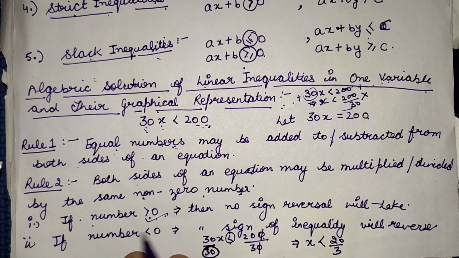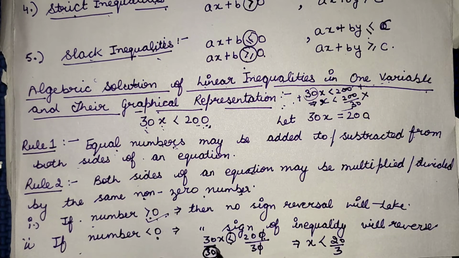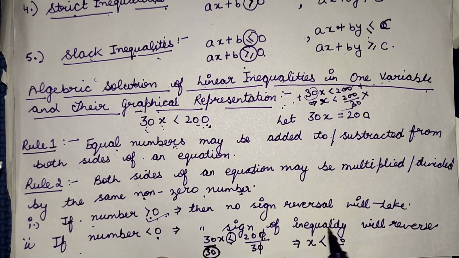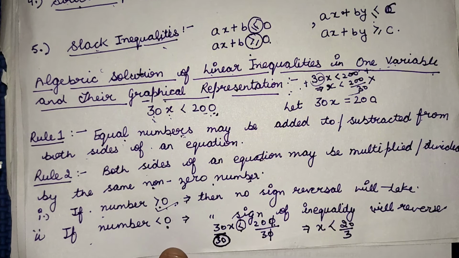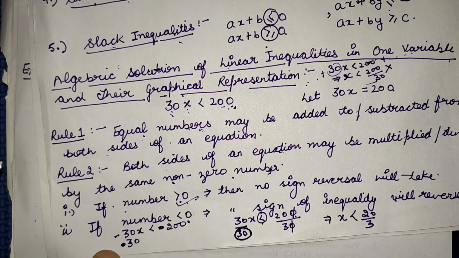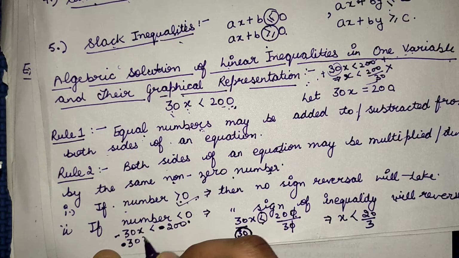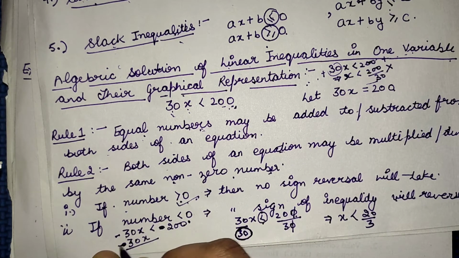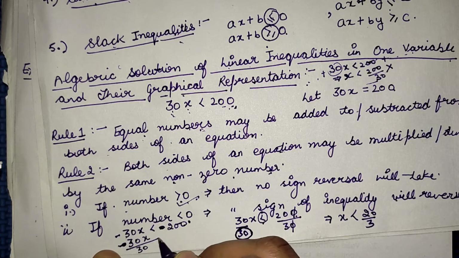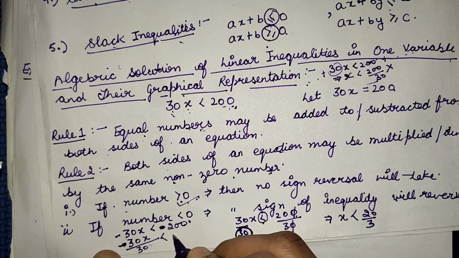But if I am doing multiplication or division with a number which is less than 0, then my sign of inequality will get reversed. Suppose my equation was minus 30x is less than 200. So what will I do? I will divide my equation on both the sides by minus 30.